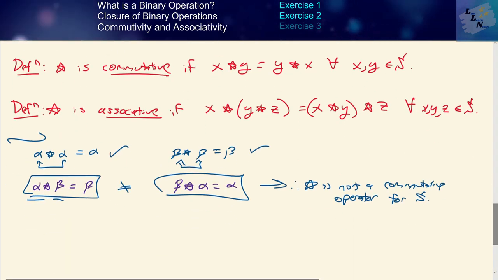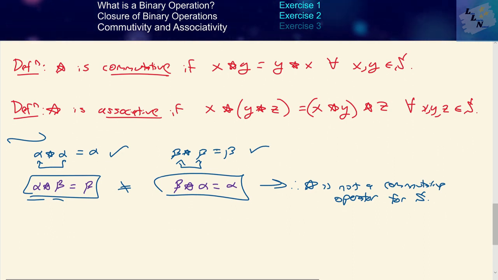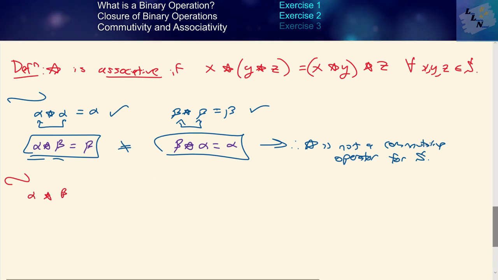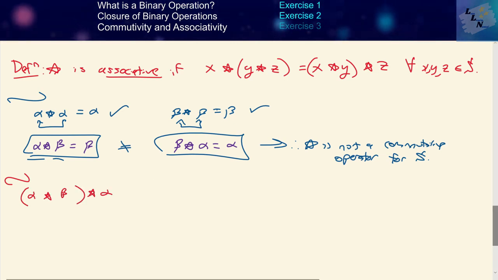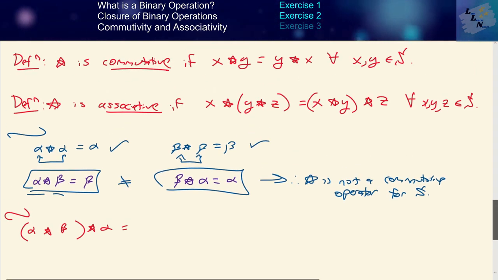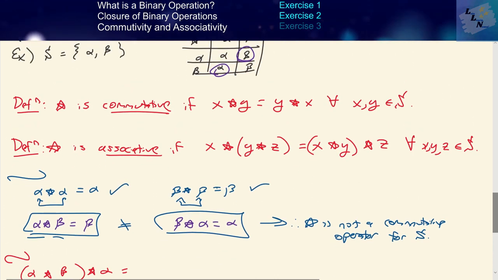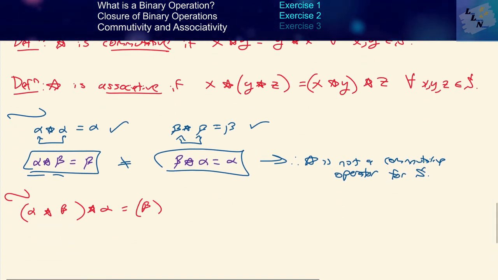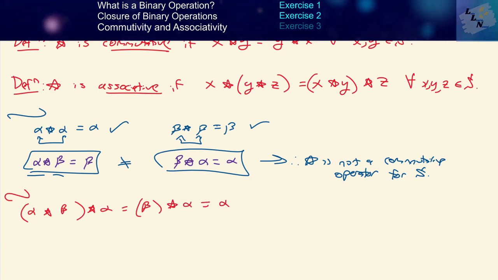Now the idea of associativity, sometimes this can be a little annoying to solve, and you should see why in just a moment. So let's look at a few examples. Let's look at alpha star beta star alpha. If we look at the table that we had before, alpha star beta in this case is going to be equal to beta, and beta star alpha is going to be alpha. And then we need to change the position of these parentheses.